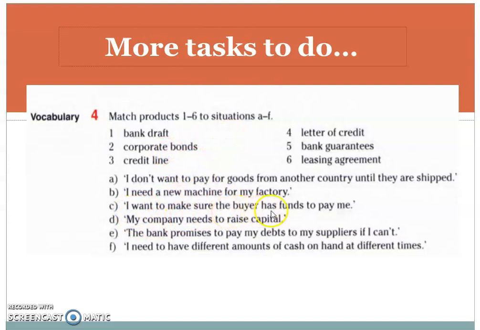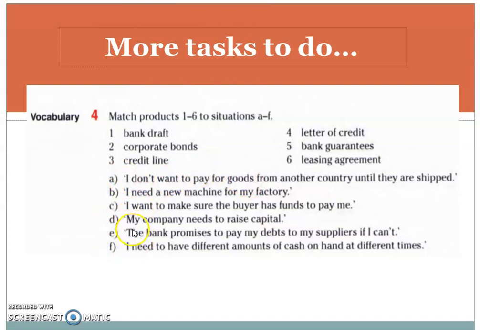I want to make sure the buyer has funds to pay me. My company needs to raise capital, not venture capital, but the money to start a business. The bank promises to pay my debts to my suppliers if I can't. Okay. Last situation: I need to have different amounts of cash on hand at different times. So do you want me to give the answers or the example for number one? What's the bank draft here? What do you think is the correct situation from A to F?